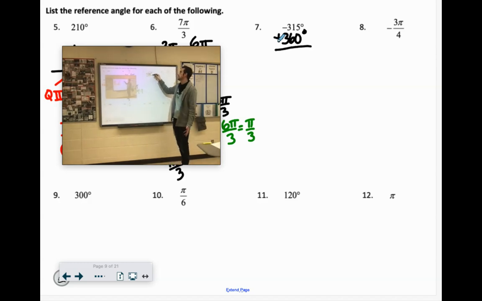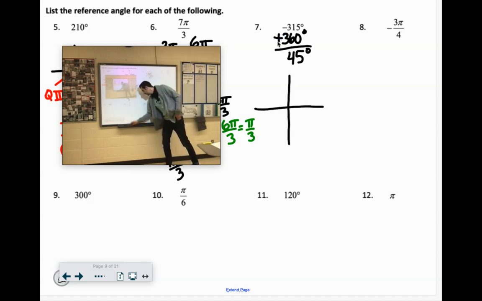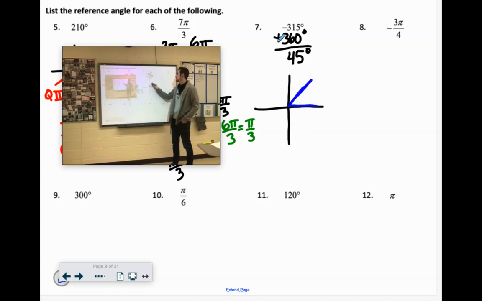Now when we do that, we get 45 degrees. Now we know what a 45-degree angle looks like. We go right there. It's in quadrant 1. And when it's in quadrant 1, it's just that angle. That is your reference angle. So our reference angle will be 45 degrees.